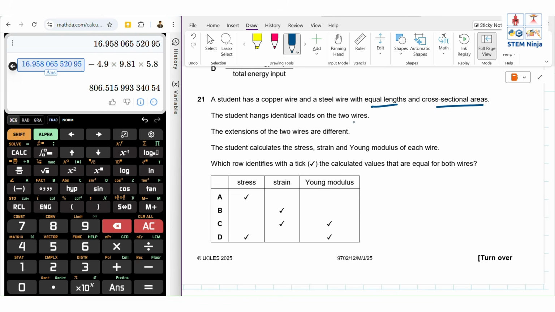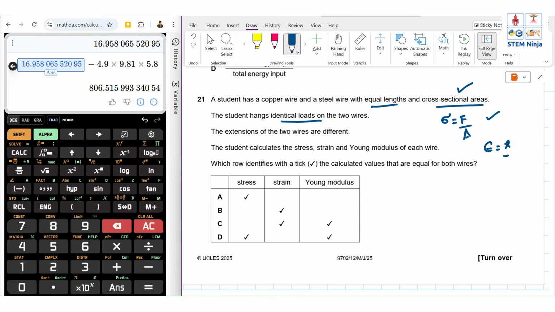Okay. A student has a copper wire and a steel wire with equal lengths and cross-sectional areas. Student hangs identical loads on two wires. Extensions of the two wires are different. The student calculates stress, strain, and Young modulus of each wire. Which row identifies with the calculated values that are equal for both wires? So if there are equal cross-sectional area, so stress is force over area, and it is also hanging the identical load. So this means that the stress would be the same.